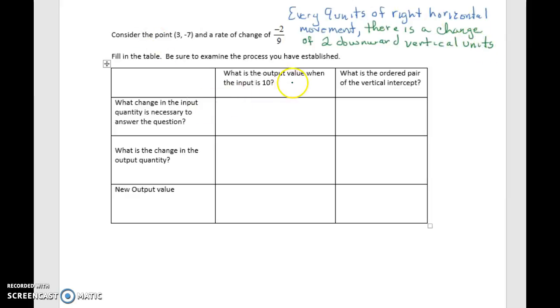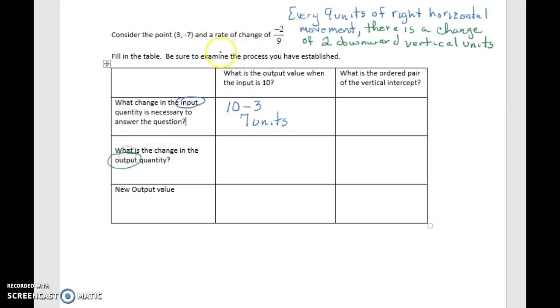Okay, so now let's look at where we want to go. We want to find the output value when the input is 10. We're sitting at 3 right now, so we want to go to 10 from 3. That means we're going to have a 7 unit change in the input quantity. Keeping the colors from above, where the inputs are in blue and the outputs are in green, I want to go back and change those so that we have the blue units here in terms of horizontal change.